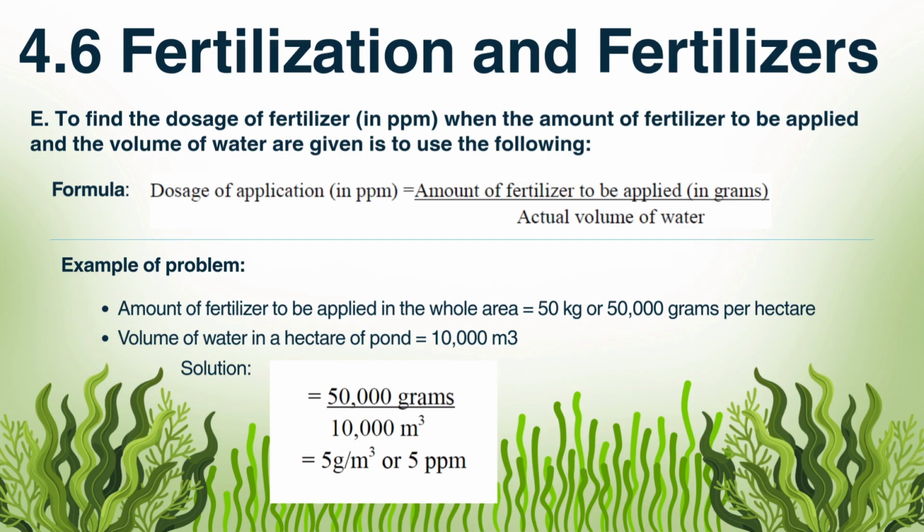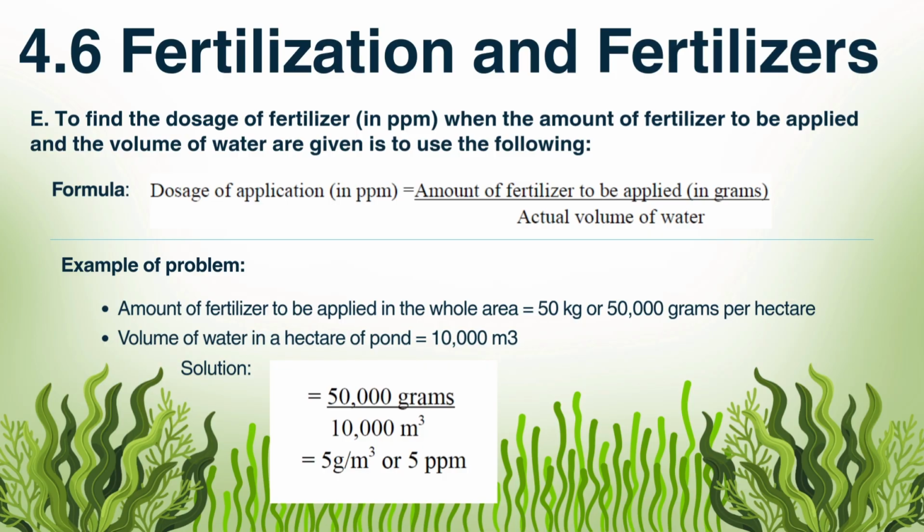Next, to find the dosage of fertilizer in parts per million when the amount of fertilizer to be applied and the volume of water are given, use the following formula. Dosage of application in parts per million equals amount of fertilizer to be applied in grams over actual volume of water. So for example, the amount of fertilizer to be applied to the whole area is 50 kilograms or 50,000 grams per hectare. Then the volume of water in a hectare of pond is 10,000 cubic meters.